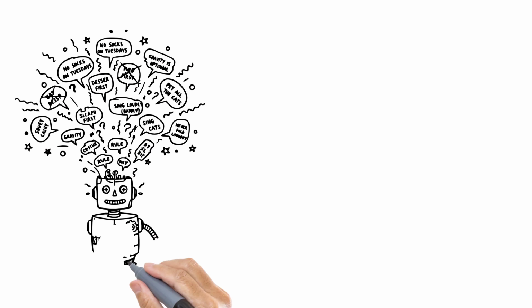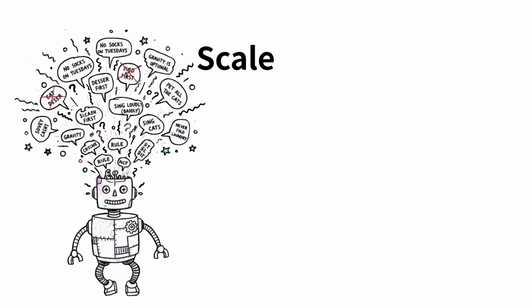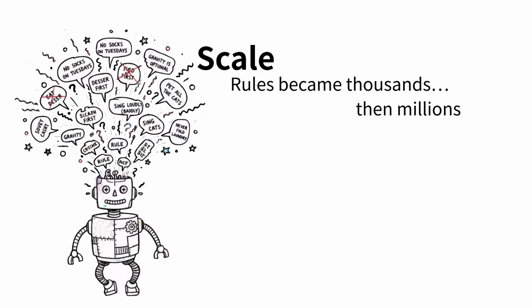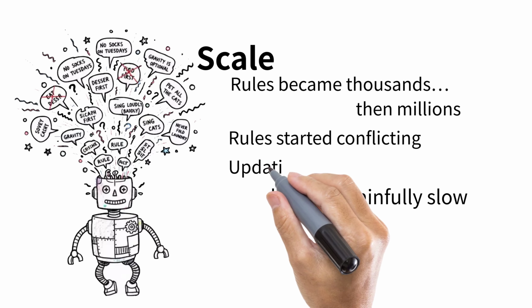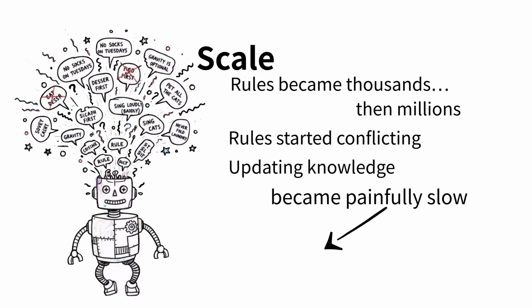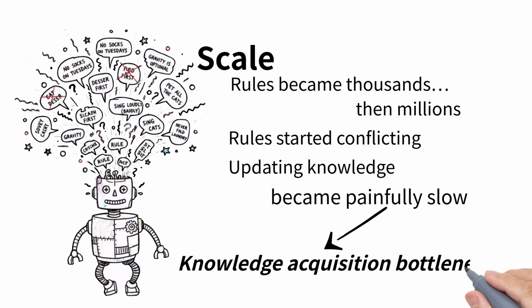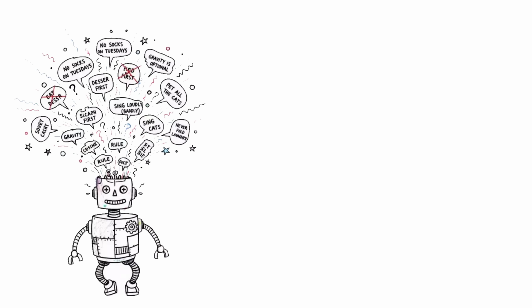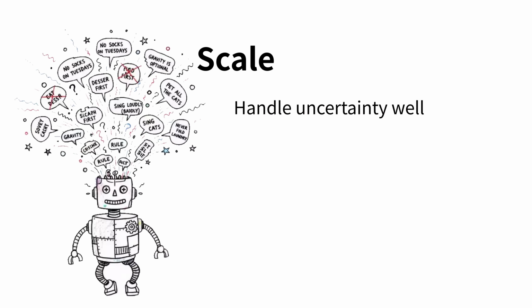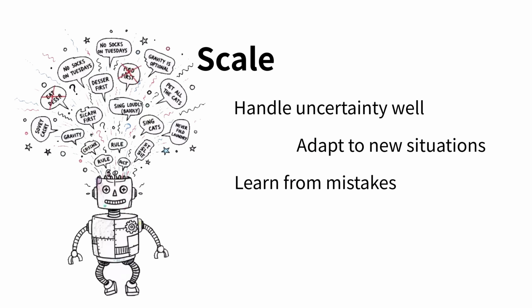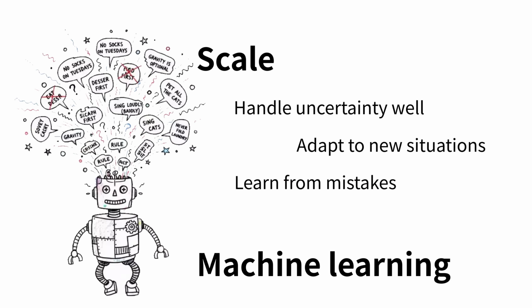The problem was scale. As systems grew, rules became thousands, then millions. Rules started conflicting. Updating knowledge became painfully slow. This was called the knowledge acquisition bottleneck. Also, these systems couldn't handle uncertainty well, couldn't adapt to new situations, couldn't learn from mistakes. The world was messy, rules were rigid, and that's when machine learning took over.